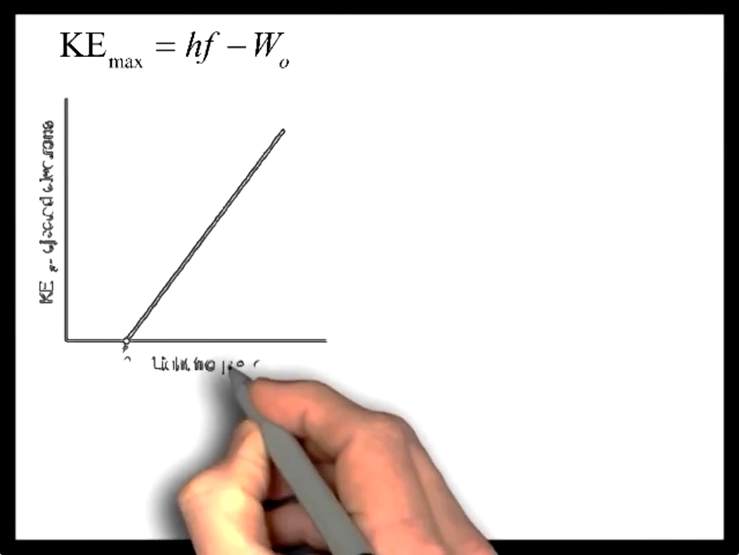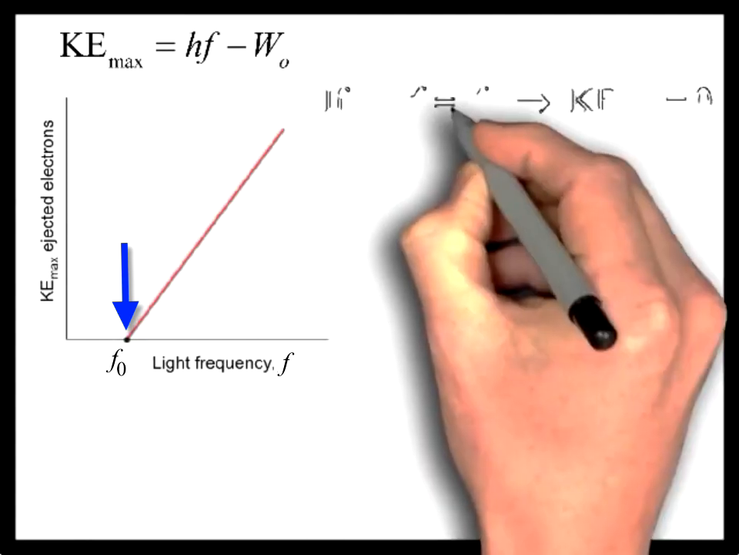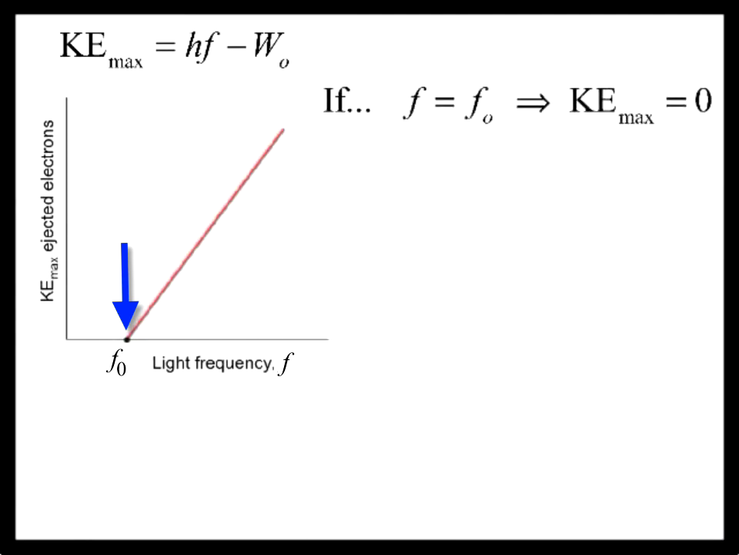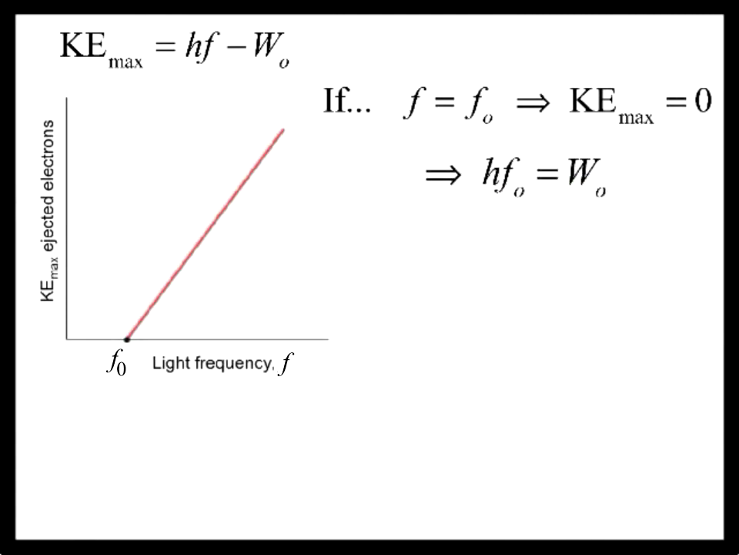The graph shows a typical plot of the maximum kinetic energy versus the frequency of the light. The graph is a straight line that crosses the x-axis at f equals f0. At this frequency, the electron departs from the metal with no kinetic energy. According to equation 29.3, when the maximum kinetic energy is equal to 0 joules, the energy h times f0 of the incident photon is equal to the work function W0 of the metal. This allows you to calculate the threshold frequency for a particular metal.